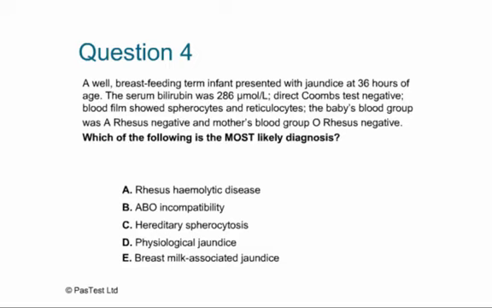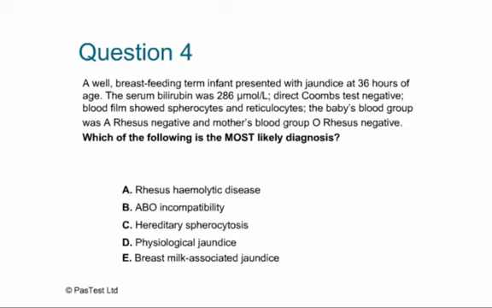A. Rhesus hemolytic disease. B. ABO incompatibility. C. Hereditary spherocytosis. D. Physiological jaundice. Or E. Breast milk associated jaundice. The bilirubin level at this age is too high for physiological or breast milk associated jaundice, which both tend to present later.